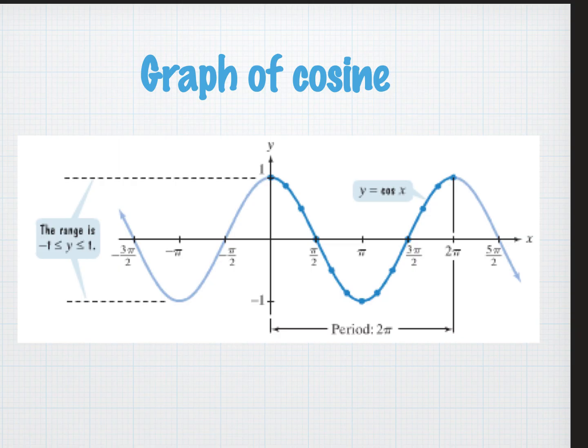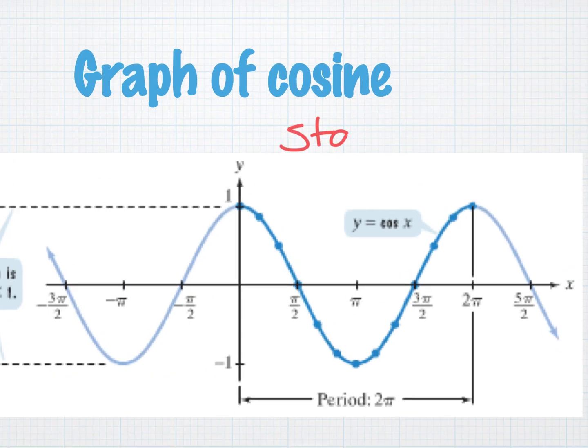Cosine. Still looks like a curve, a wave, right? It goes like this. But there's some things that are different. What I want you to think about with cosine is that it's going to start at the amplitude. And I'm going to talk about that in a second. We're going to talk about what amplitude and all that stuff means. But let's go back to our unit circle.